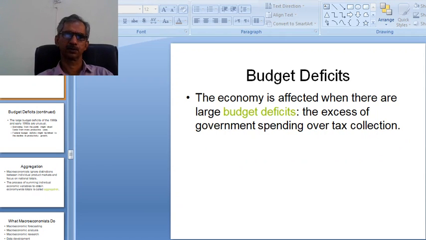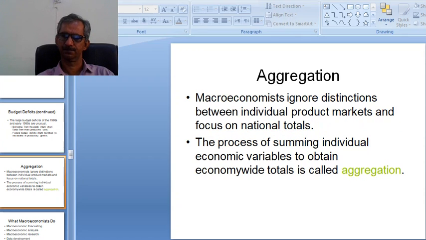Another topic which we will be discussing is the budget deficits. The economy is affected when there are large budget deficits, the excess of government spending over collection of taxes. We will also discuss aggregate demand and aggregate supply. In the first semester, we discussed individual and market demands and supplies. And in macroeconomics, we will be discussing aggregate demand and supply.